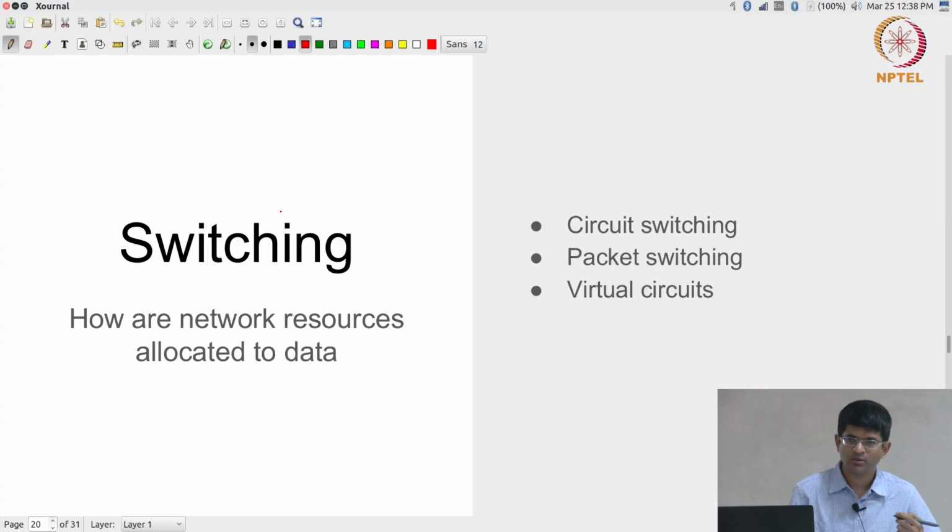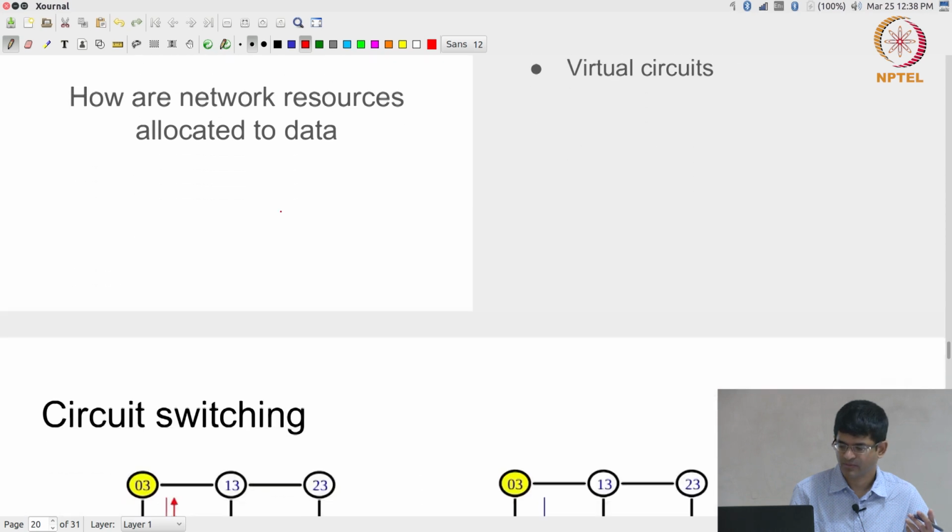Switching essentially refers to the problem of how network resources are allocated to data that needs to be transferred. Broadly, there are two classes of switching, circuit switching and packet switching. Virtual circuits are sort of a combination of both. They are circuits that are built up on the concept of packet switching. Those of you who have done a course in communication networks or telephony would know exactly what these mean. It's exactly the same concepts being used over here.